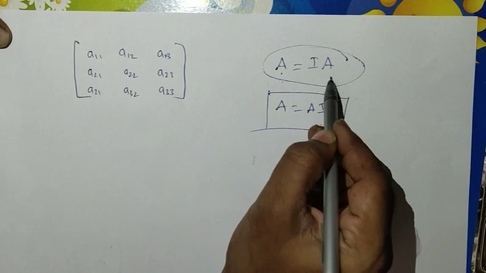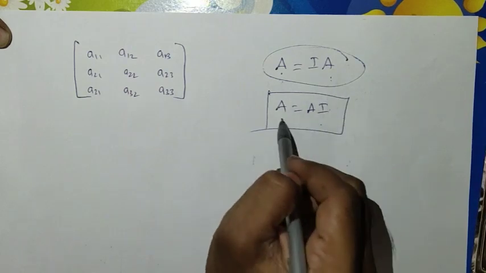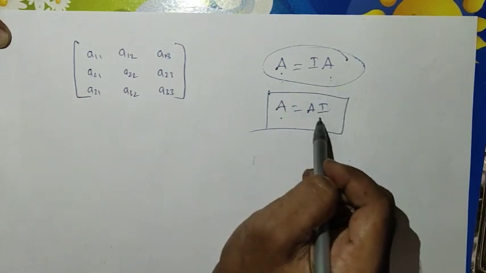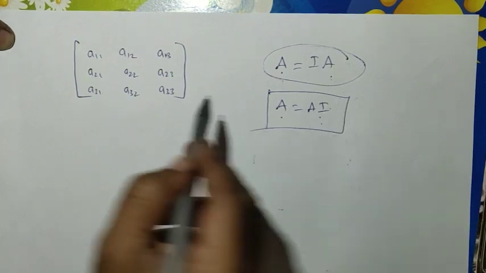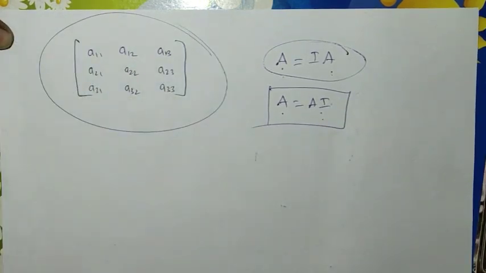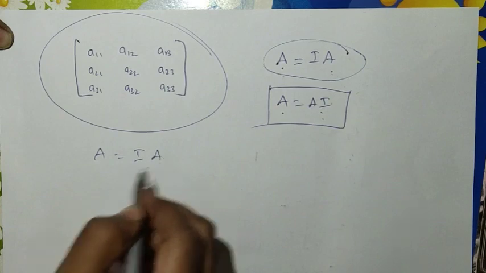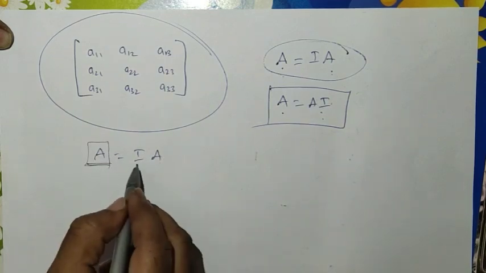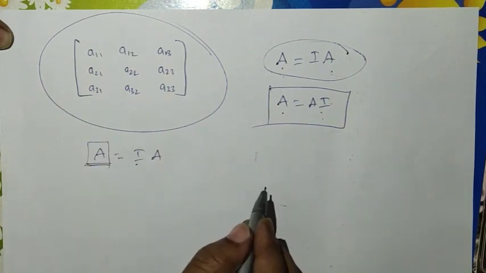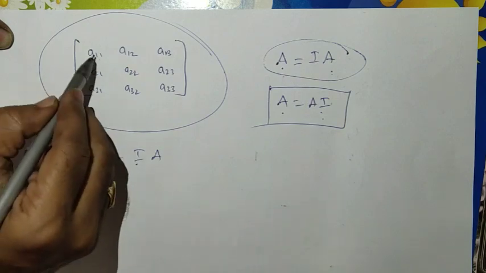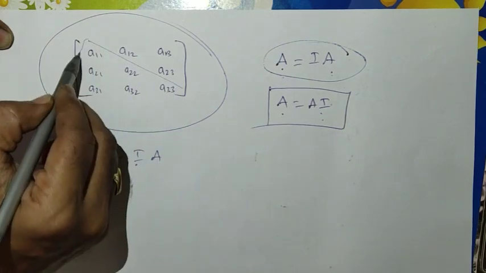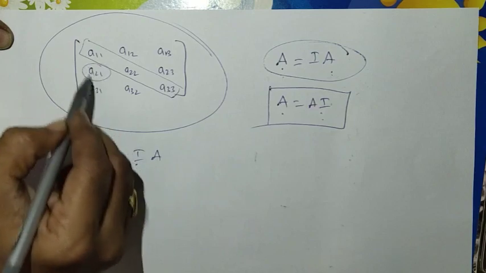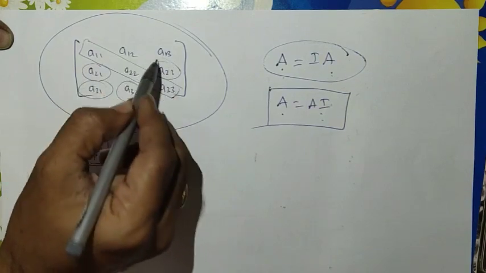A is equal to IA will be used for row operations, A is equal to AI will be used for column operations, to find the inverse for a 3 by 3 matrix. So when I write A is equal to IA, I should make A the identity, and some other matrix will be converted. That means here identity means what? These will be ones and these elements become zeros.